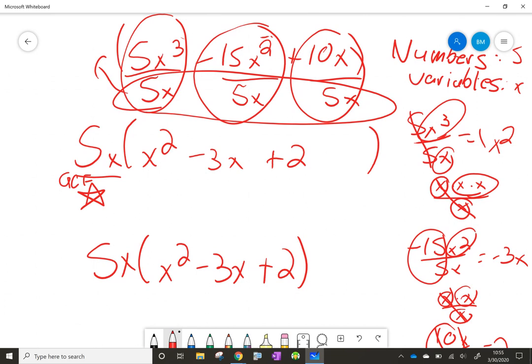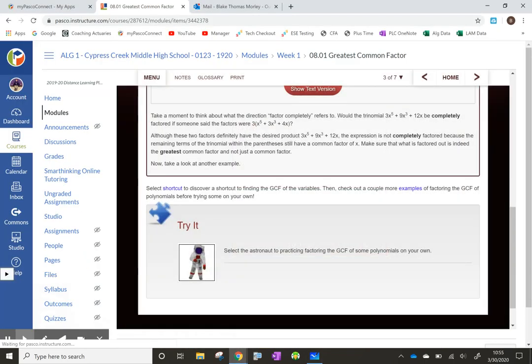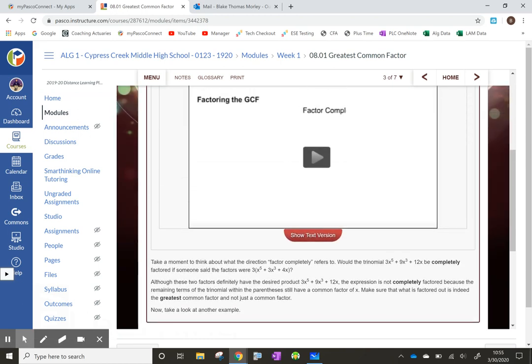Okay, so find the GCF, right? And then divide the GCF. Find it, divide it, okay? So there's a problem there that you guys can work out. Let's move ahead.